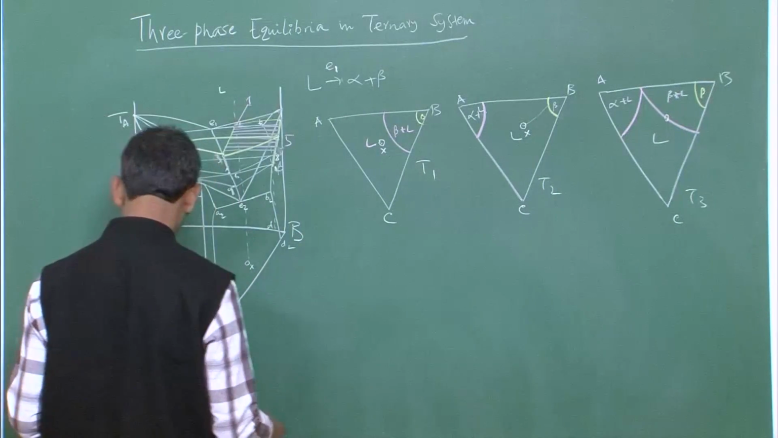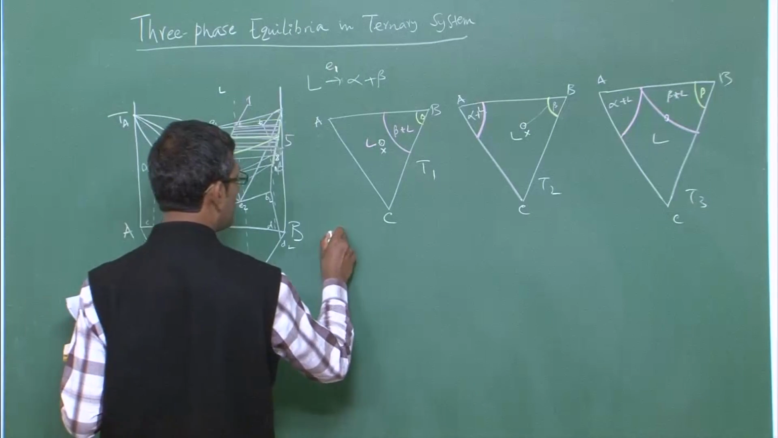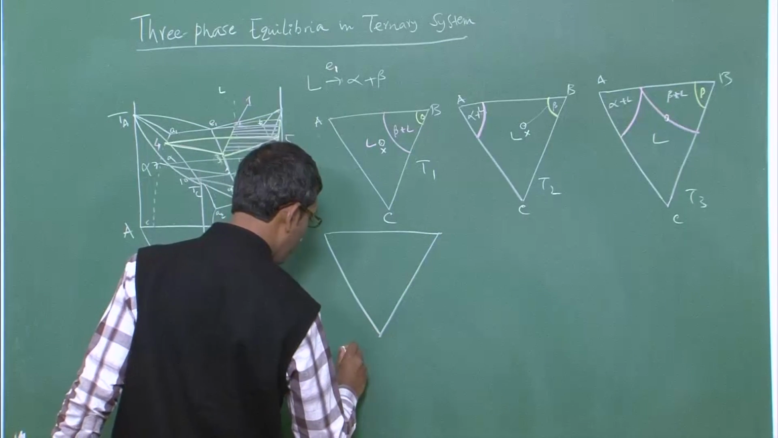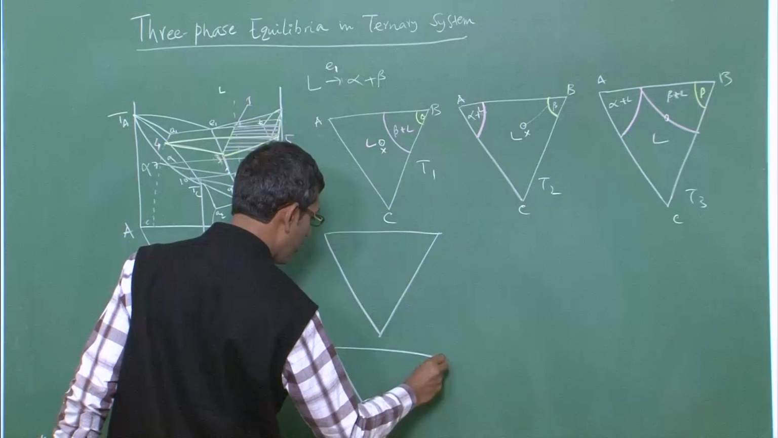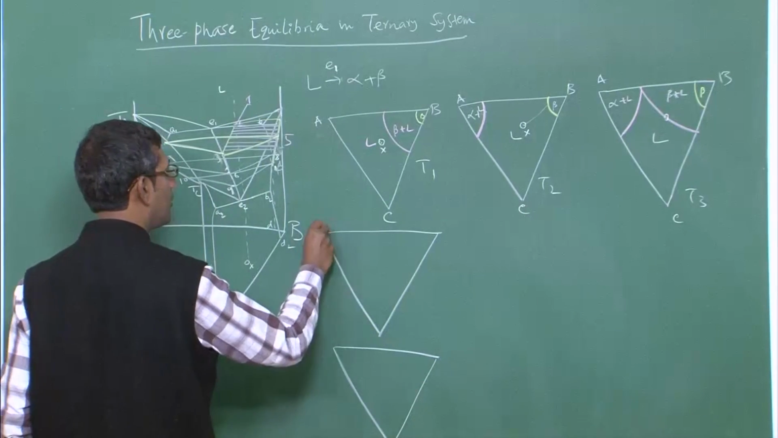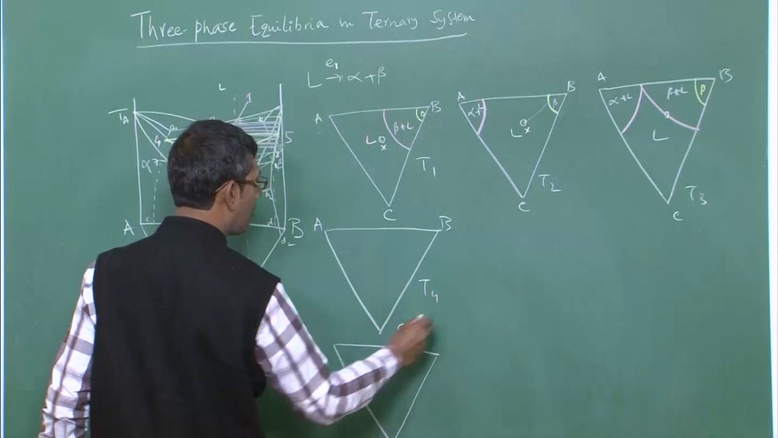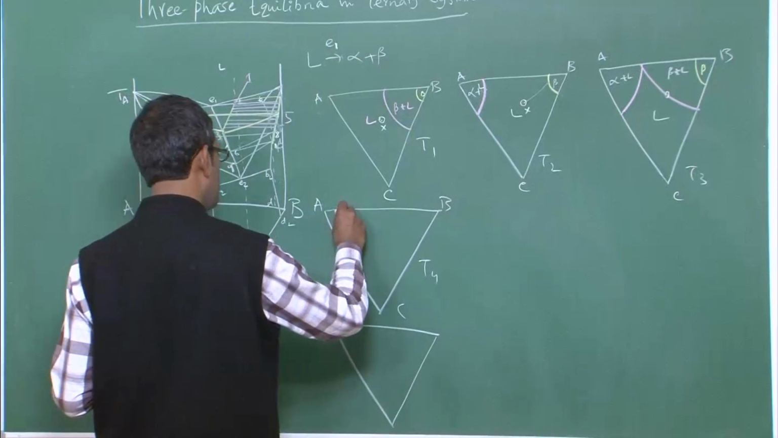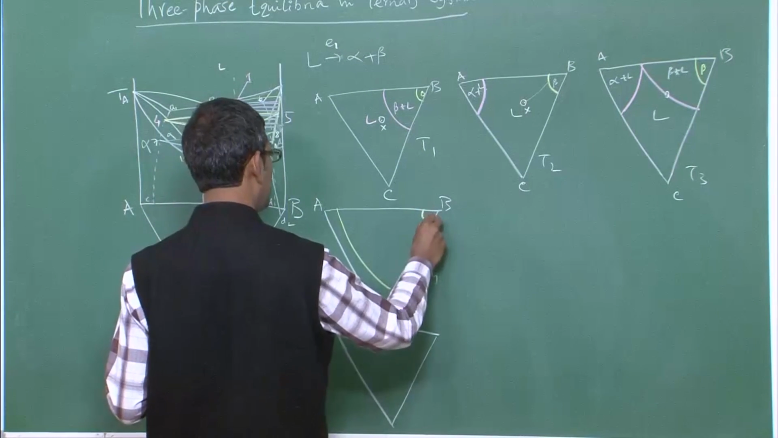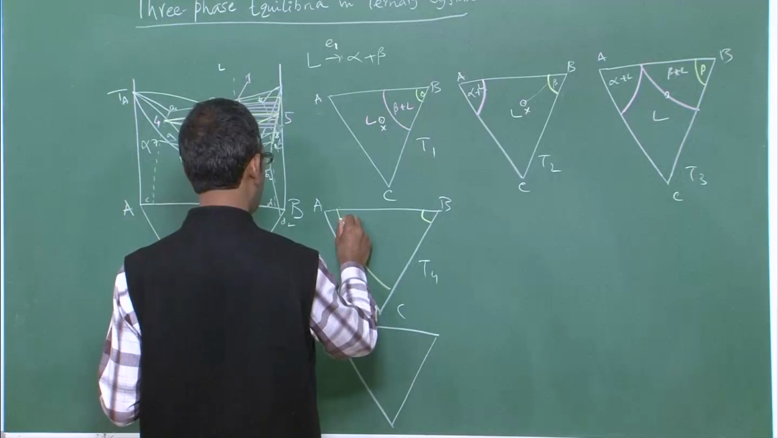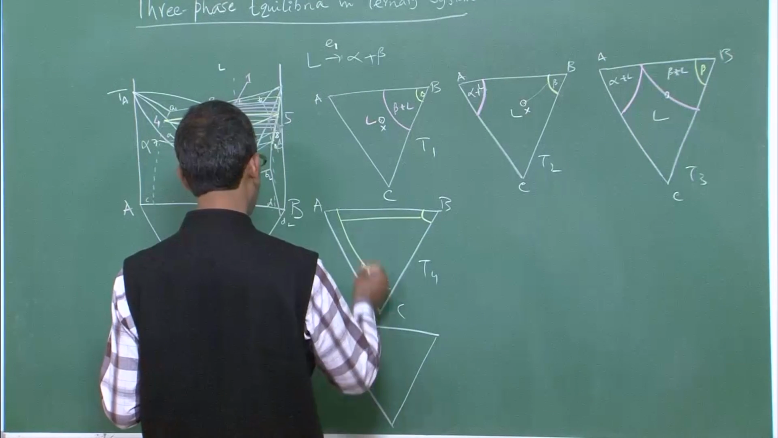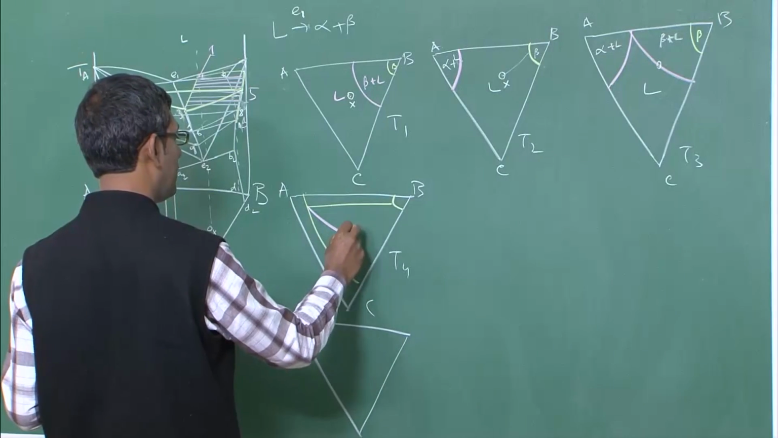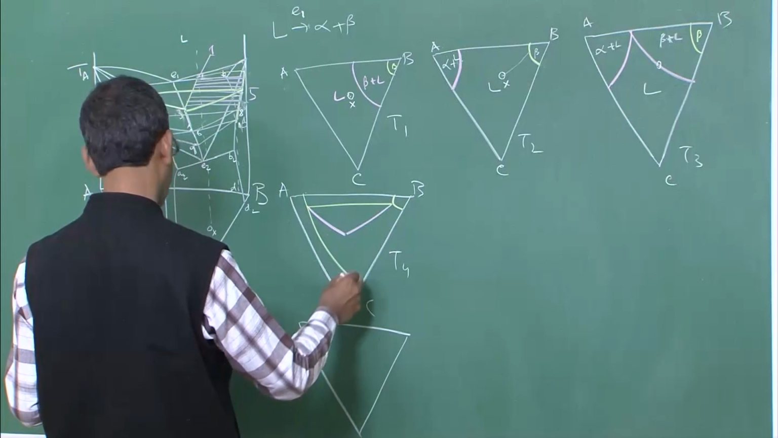Now, at T4 it will be very interesting actually. T4 is a very interesting case. Let me see whether I can draw one more triangle here, because I have to draw 9 triangles. Okay, I can draw at T4. At T4 you have fully developed alpha, fully developed beta, and fully developed also alpha plus beta zone. Okay. And then you have a liquid plus alpha plus beta.